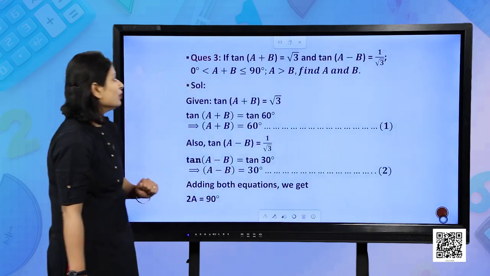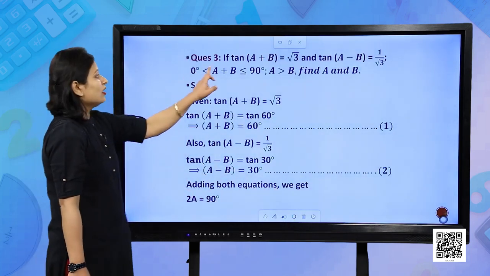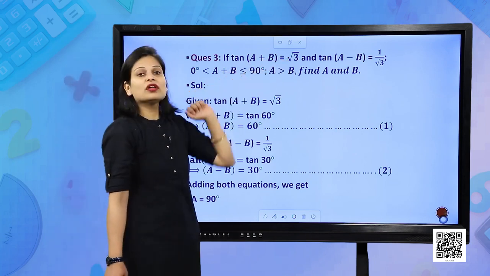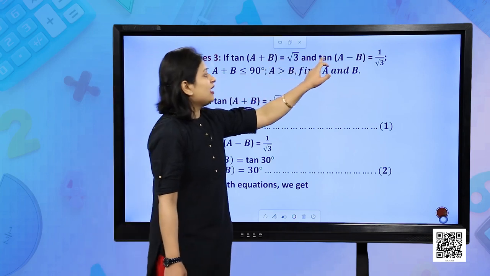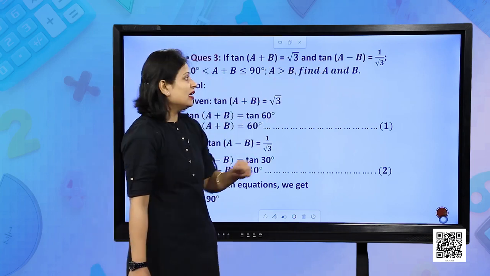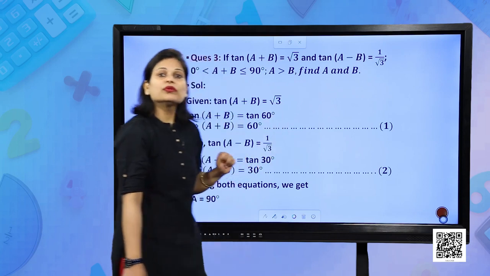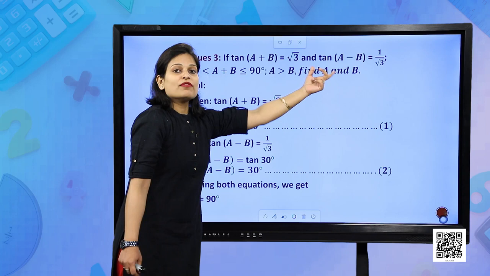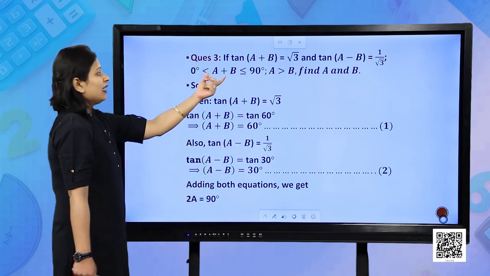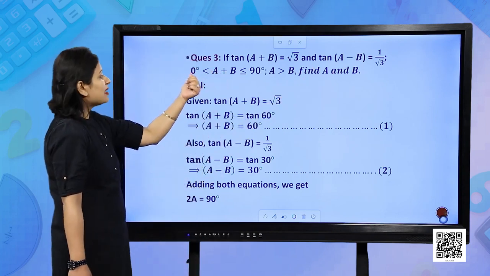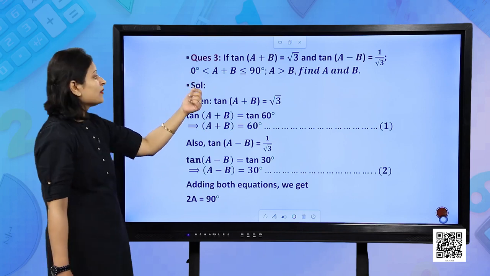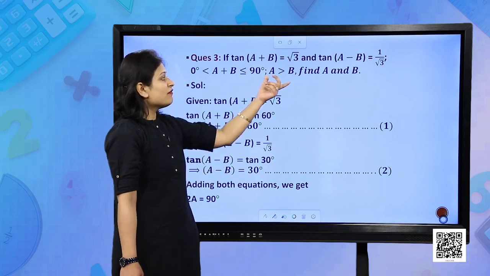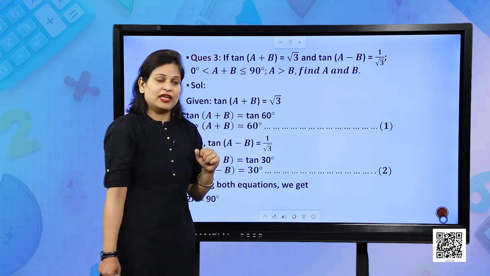Now, let us move on to next question. If tan of A plus B is root 3 and tan of A minus B is 1 by root 3, we need to find out the value of A and B. A plus B must be greater than 0 degree and less than or equal to 90 degree, and we have taken A greater than B.